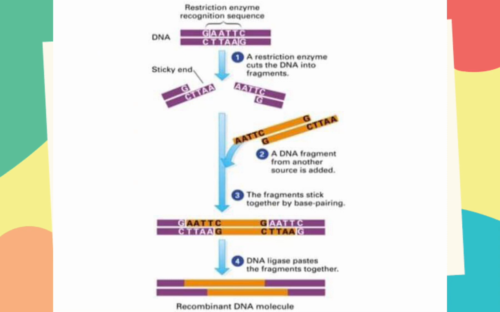It uses energy from ATP, adenosine triphosphate, to link the 3-hydroxyl (OH) group of one nucleotide with the 5-phosphate group of another, creating a continuous DNA strand. Fourth, resulting DNA molecule. The end result is a covalently closed continuous DNA molecule.